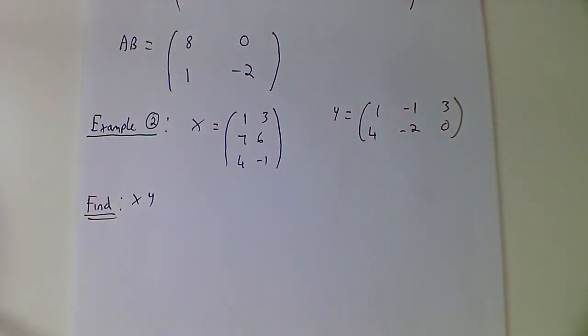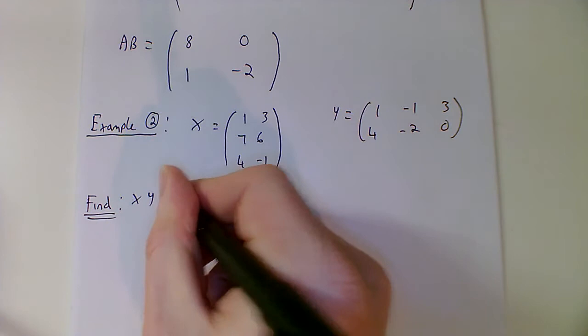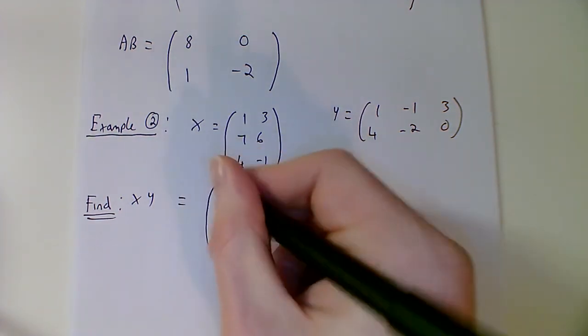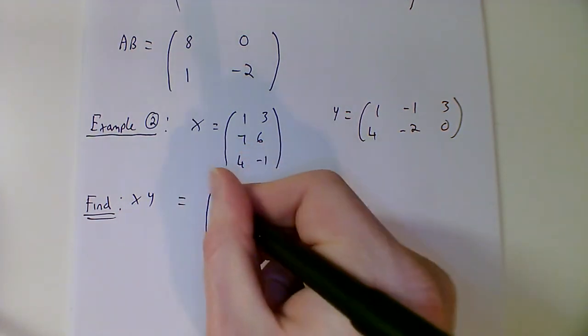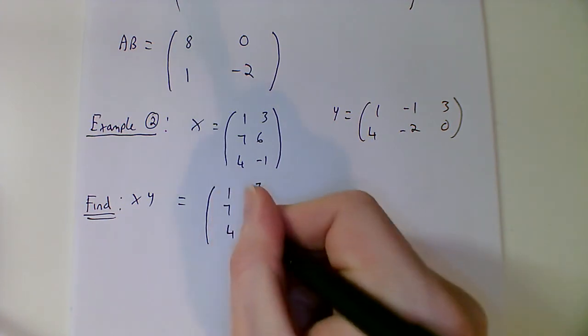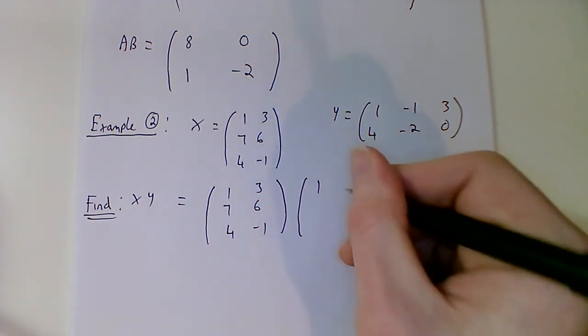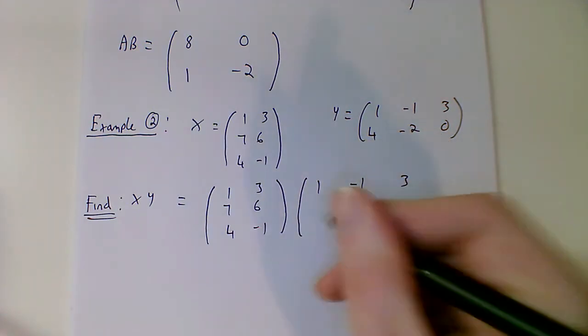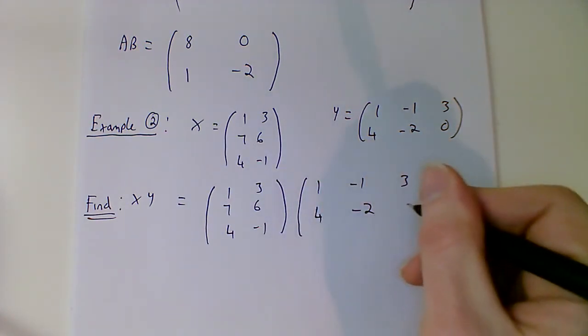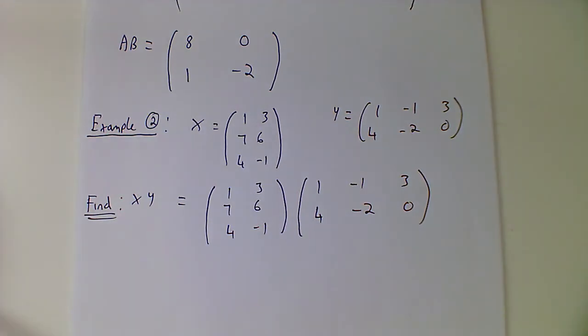Right. So again, you write the two matrices next to each other. 1, 3, 7, 6, 4, negative 1. 1, negative 1, 3, 4, negative 2, 0. And again, my writing's not the best. The size of my matrices sometimes looks different. Is what it is.